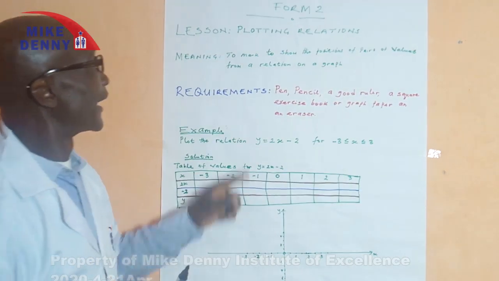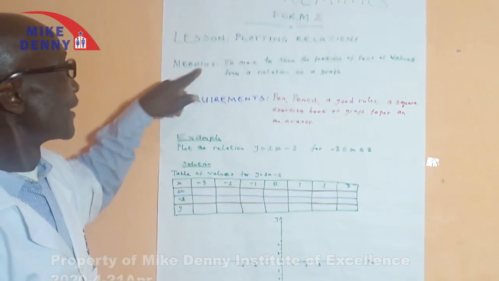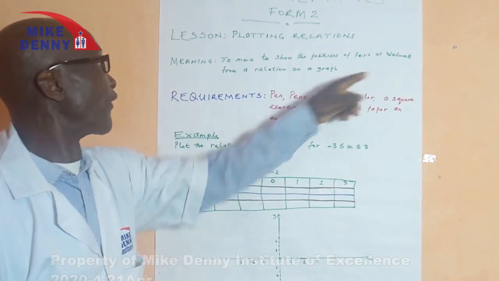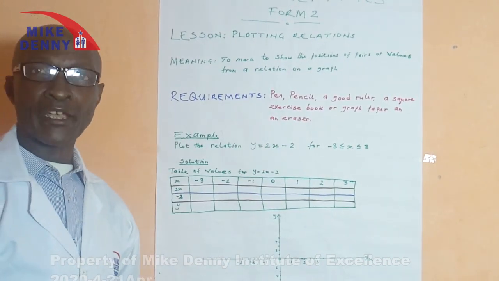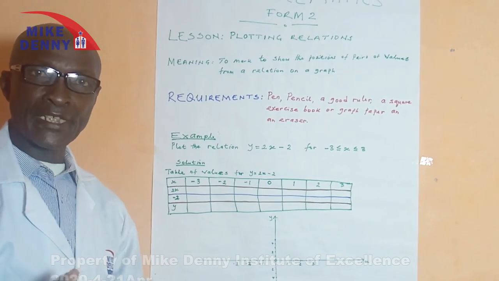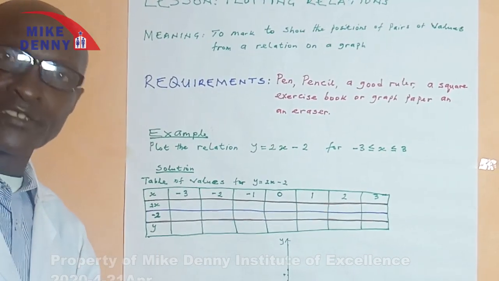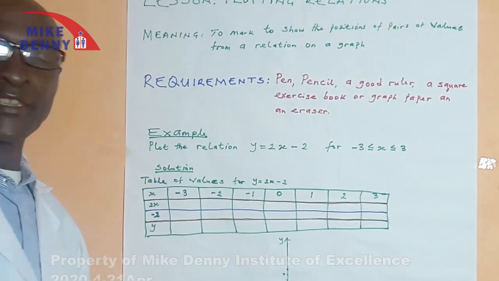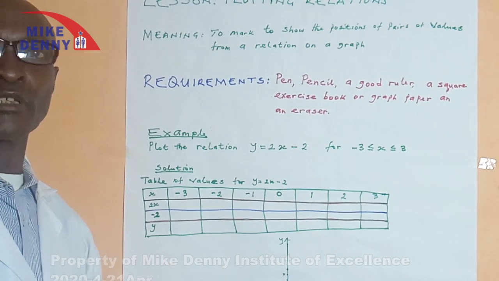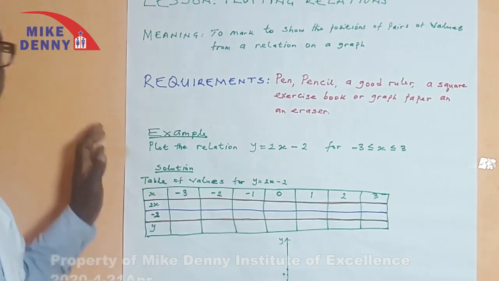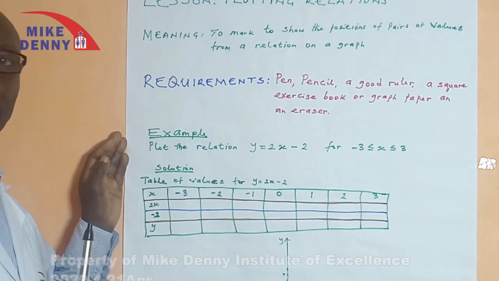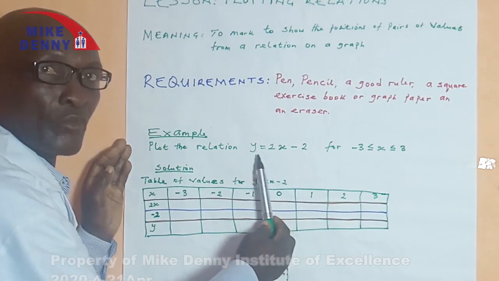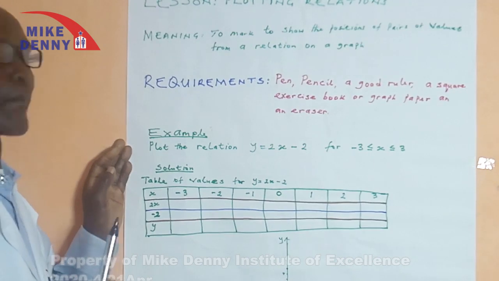So to plot a relation simply means marking to show the position of the pair of values from a relation on a graph. So we had sets called the domain of objects that were mapped onto another set called the range. And that relationship could be expressed like in this form that we will use in our exercise this morning.